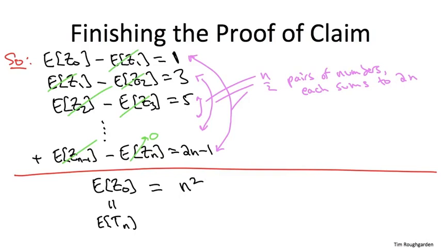So that completes this very pretty, if somewhat inscrutable, proof that the expected number of steps you need before you reach n for the first time is exactly n squared.